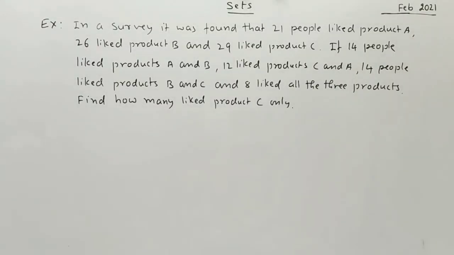Next question. In a survey, it was found that 21 people liked product A, 26 liked product B, and 29 liked product C. If 14 people liked products A and B, 12 liked products C and A, 14 people liked products B and C, and 8 liked all the 3 products. Find how many liked product C only.